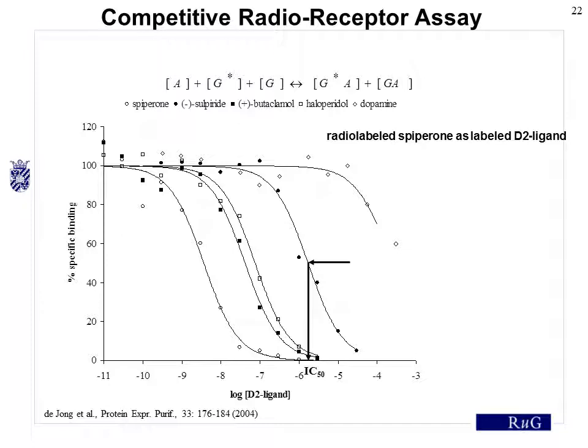Let's take one more look at the radioreceptor assay alluded to earlier. It's a competitive assay where the radio-labeled spiperone, a ligand of the dopamine D2 receptor, is competed out by unlabeled ligands for this receptor, like sulpiride, butaclamol, haloperidol, and dopamine itself. Without going into detail again, remember the sigmoidal competition curves. We start at 100% binding and end up at 0% binding in a concentration-dependent manner. This is by definition a heterogeneous assay. A heterogeneous assay means that you have to separate bound from free ligand, for example by ultrafiltration, protein precipitation, or dialysis.